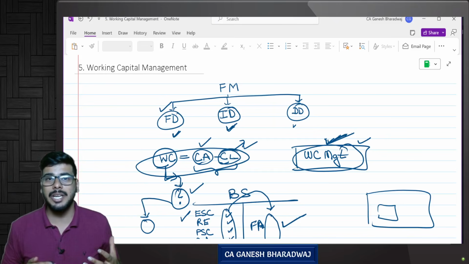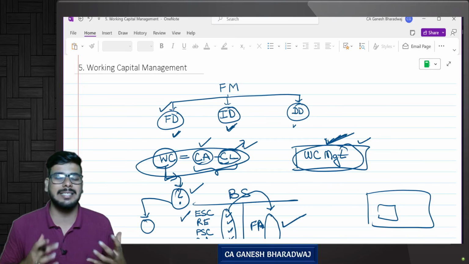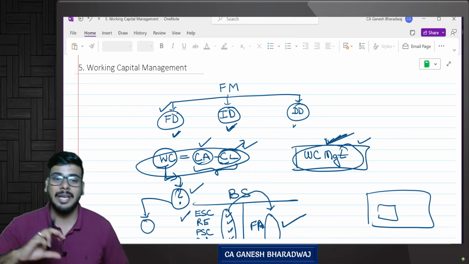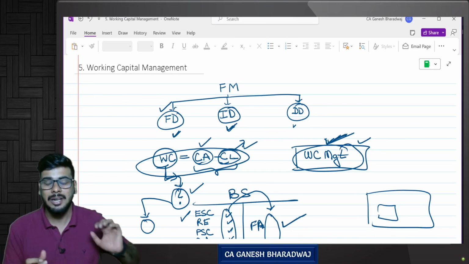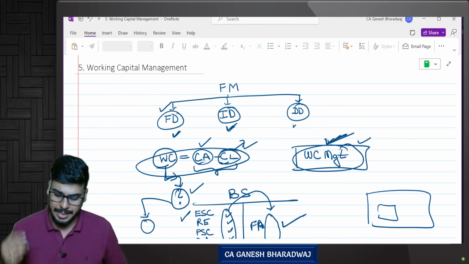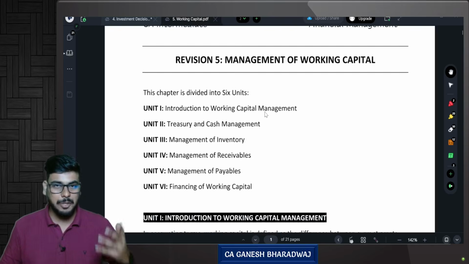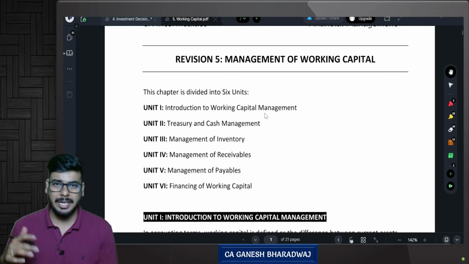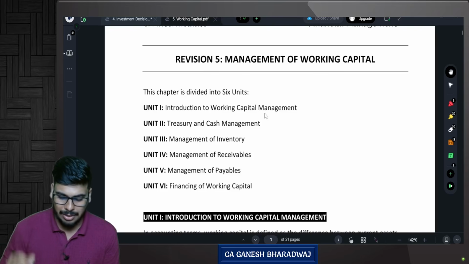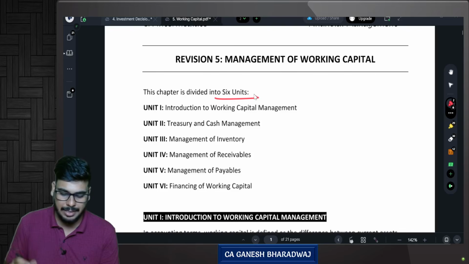But the only issue here is that we are talking about current assets and current liabilities, so it is slightly different from what we saw in capital budgeting and all. Are you clear with this? Yes. So now let us go to this particular area: management of working capital. Now, in our study material, this chapter generally gets tested for 10 marks. This chapter is divided into 6 units as per our ICAI study materials.